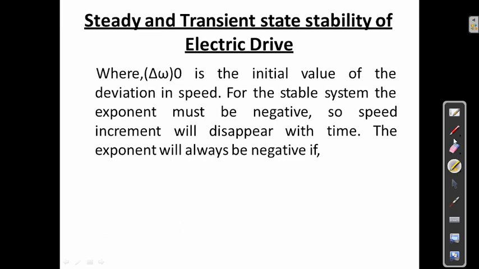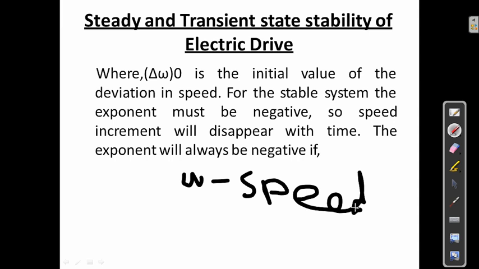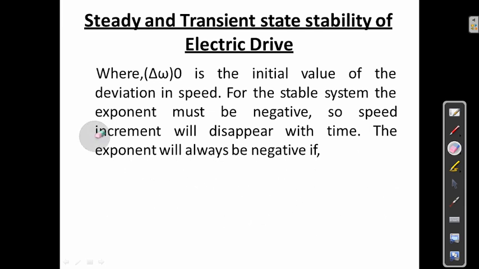This omega, or w, is equal to speed. Omega is nothing but the speed. Here the 0 means the initial condition. So in that initial condition, the deviation, or differentiation, is initially 0. For a stable system, the exponent must be negative, so the speed increment will disappear with time. The exponent will also be negative.